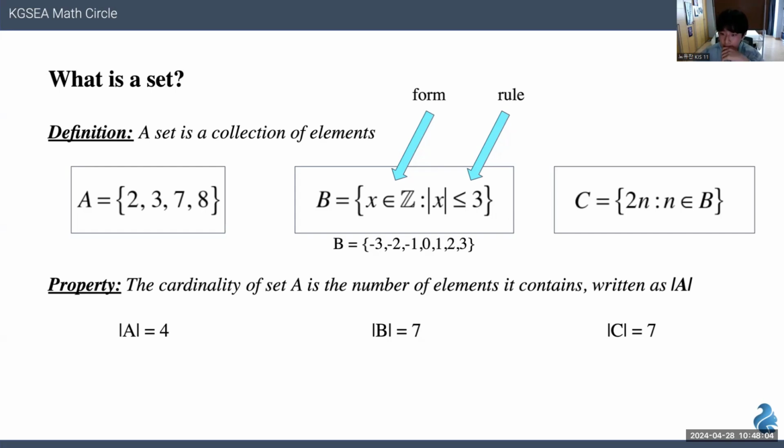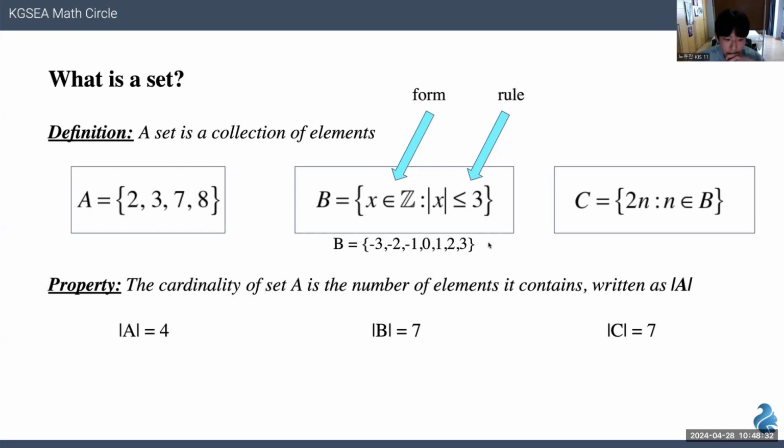And you go to set C. It says the form is 2n, and the rule is that n is an element of B. We established B over here to be -3, -2, and so on, until 3. So all we need to do is, for each element in set C, multiply the corresponding elements by 2. So set C is going to be -6, -4, -2, 0, 2, 4, 6.